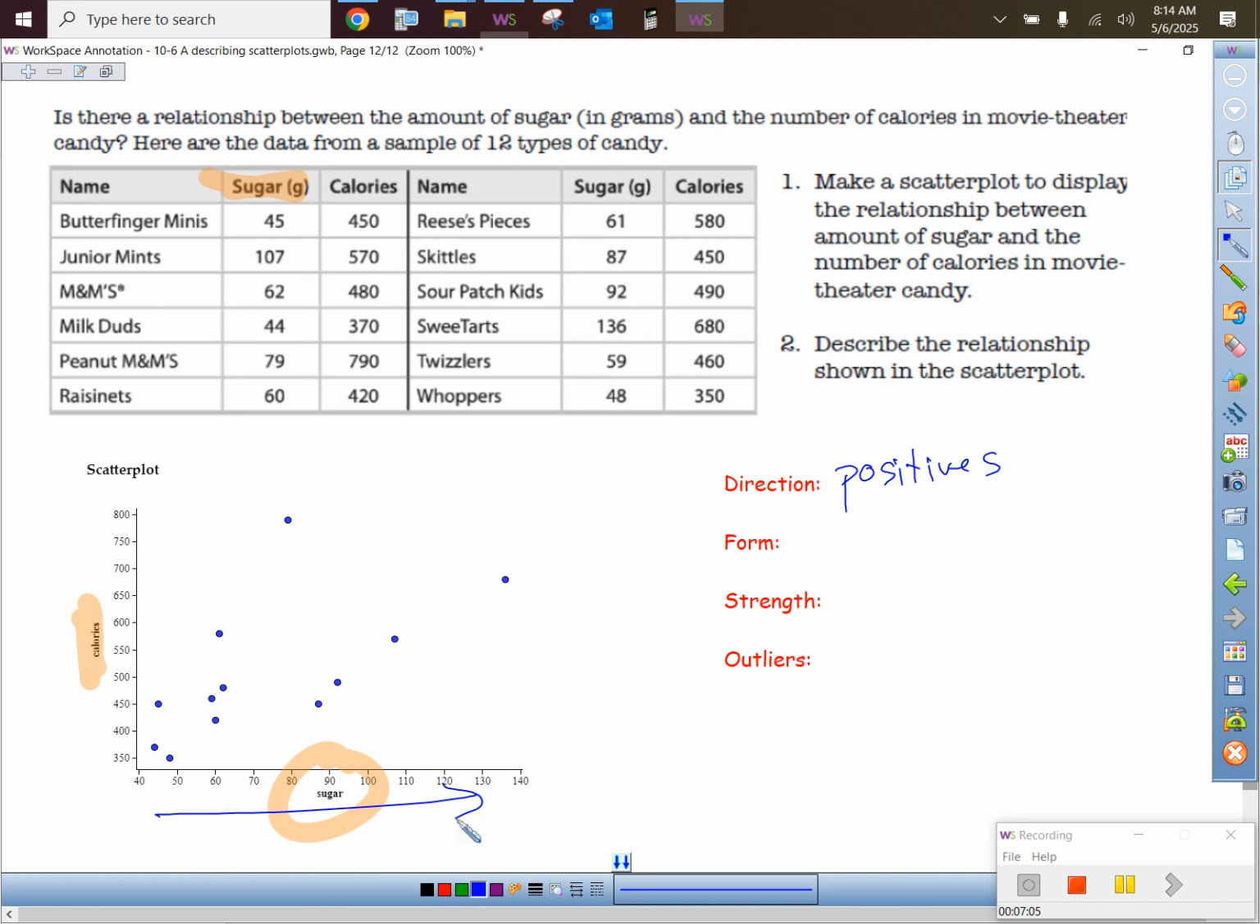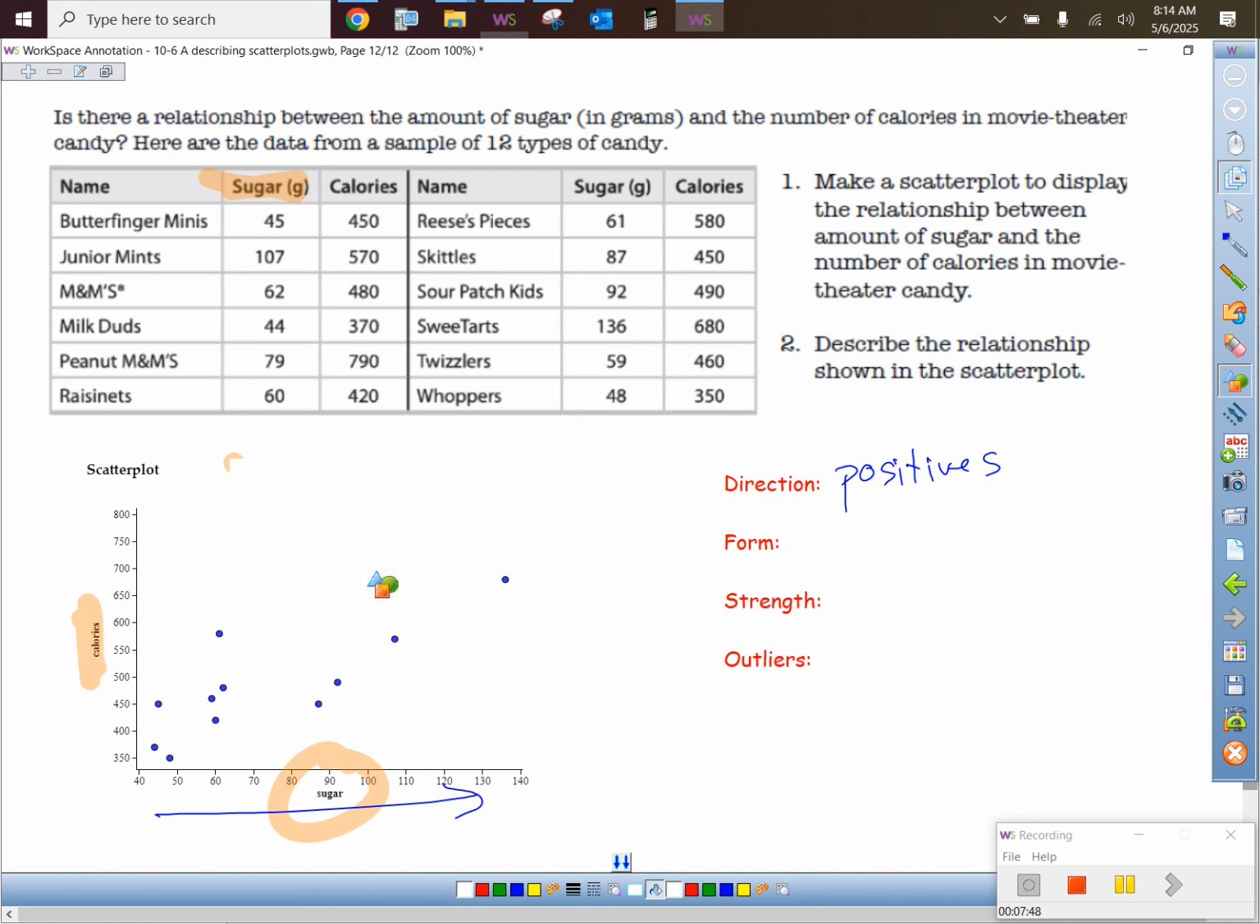What do you think the form is? Linear or non-linear? This guy's messing things up. Would you agree with that? Guess why that guy's messing things up? He's probably an outlier. So if you think there's an outlier, let's just pretend for a second that it wasn't there. Just cover it up.